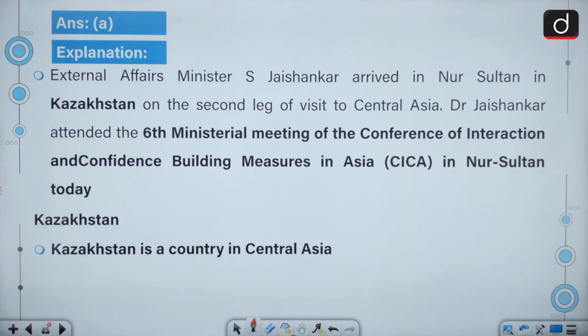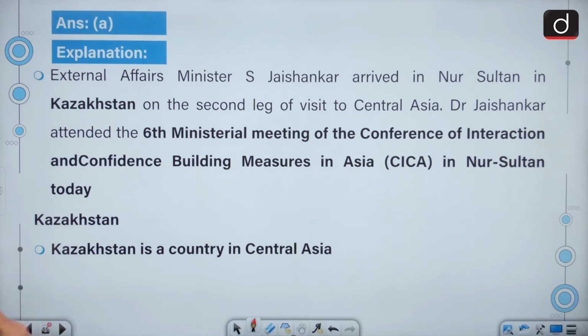External Affairs Minister S. Jaishankar arrived in Nur Sultan in Kazakhstan on the second leg of the visit to Central Asia. Dr. Jaishankar attended the 6th ministerial meeting of the Conference of Interaction and Confidence Building Measures in Asia in Nur Sultan today. And let's talk about Kazakhstan.